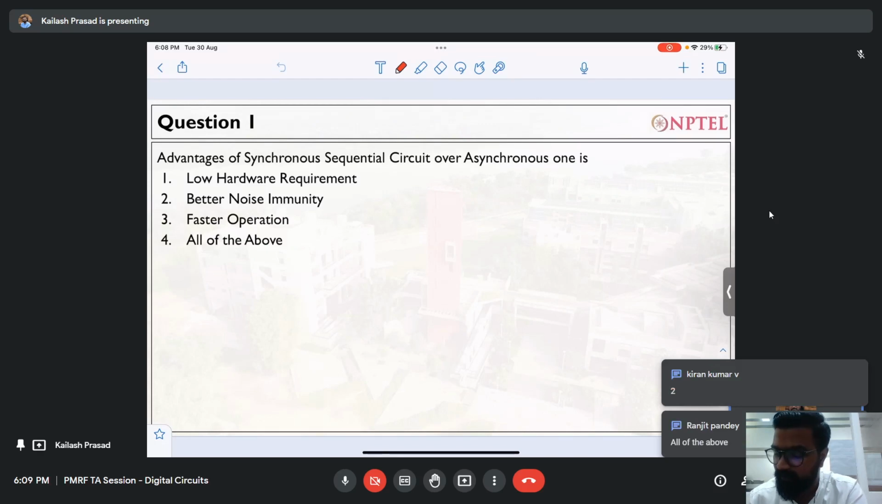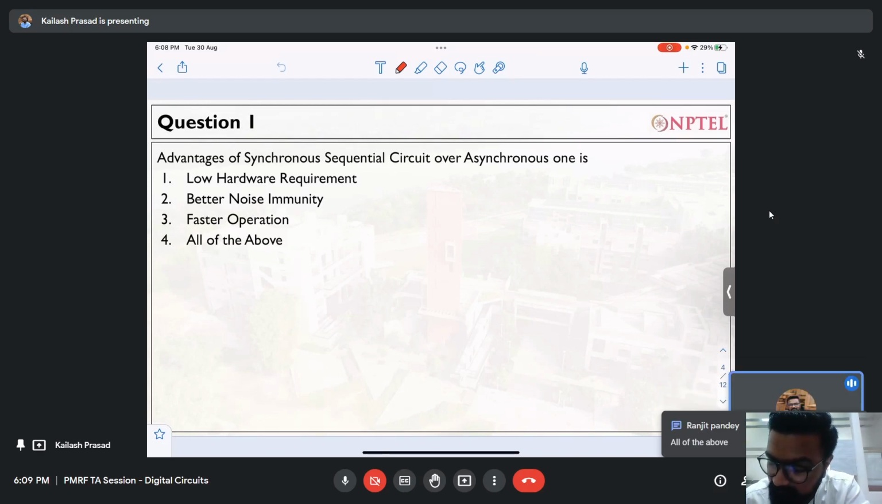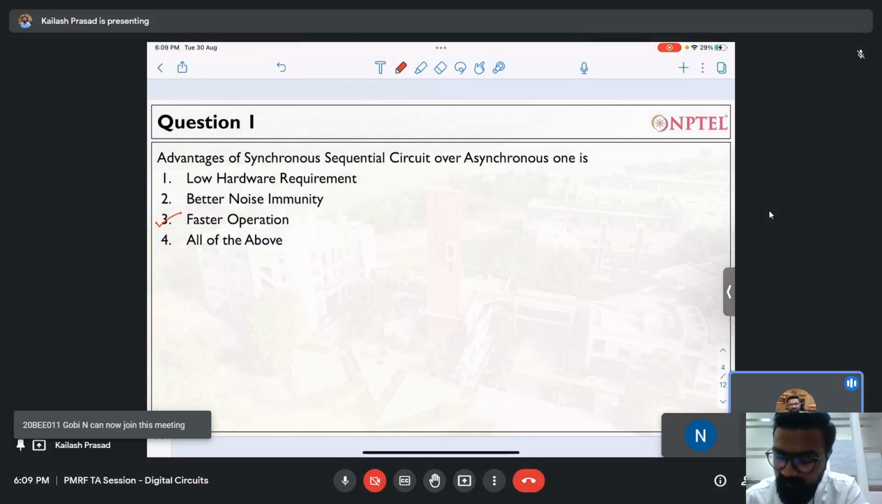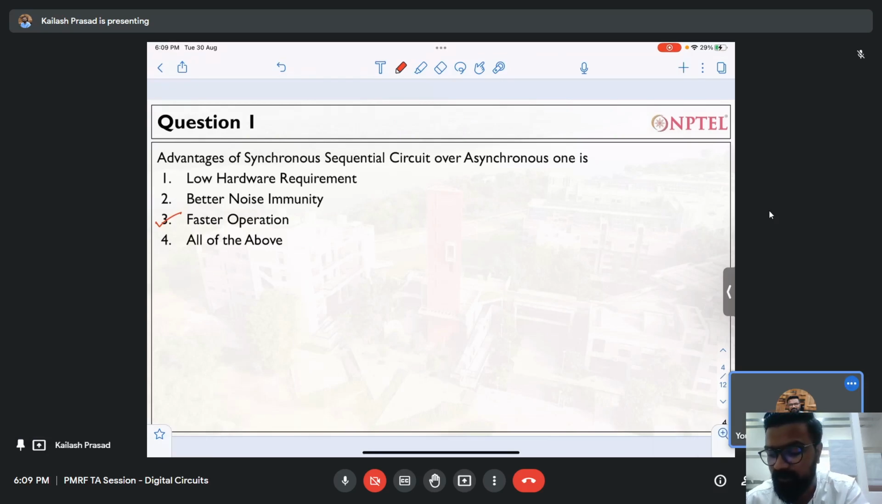Let me tell you the answer is faster operation, and the other options are actually incorrect. The main benefit of the synchronous sequential circuit is that it works on a clock, and because of that you can have faster operation. Talking about noise immunity and low hardware requirement, the asynchronous circuit takes less hardware as compared to the synchronous circuit. So this you should know about synchronous and asynchronous circuits. It was a theoretical question.